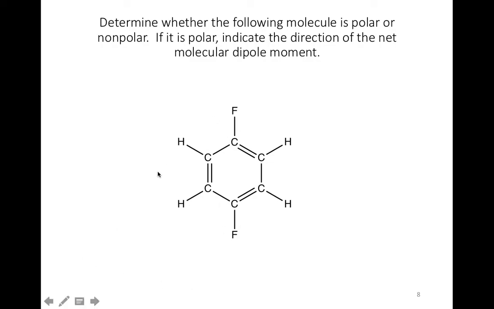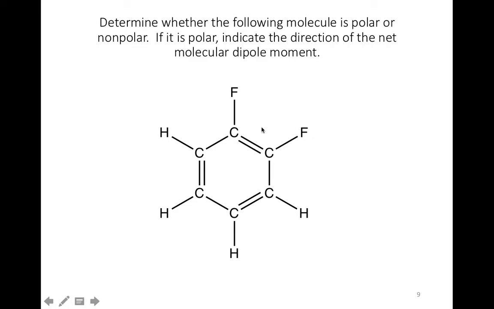And so it's going to be nonpolar, right? So here's a similar molecule, still has two fluorines, but now the fluorines are not across from each other, right? And so they can't cancel each other out, and so that molecule is going to be polar.